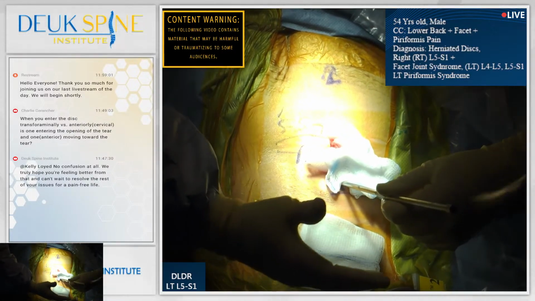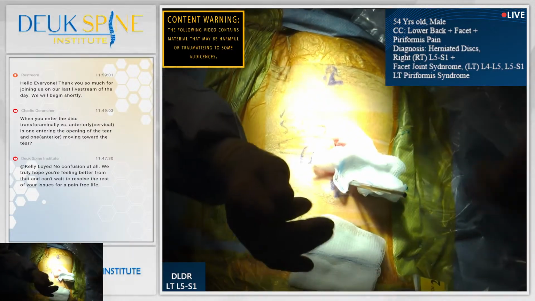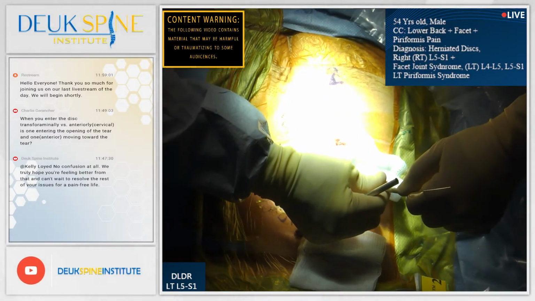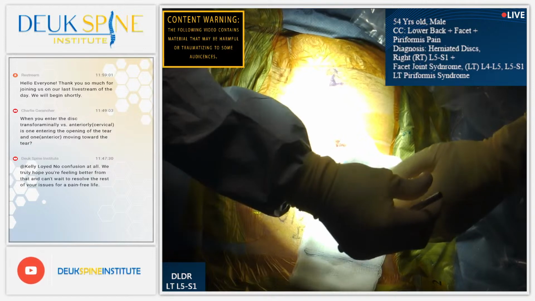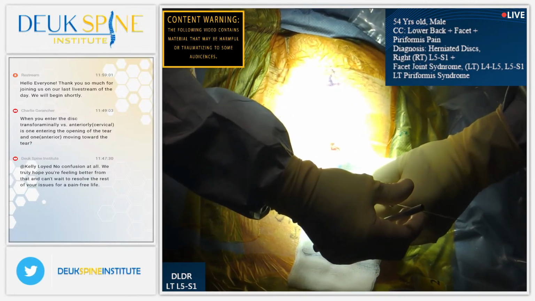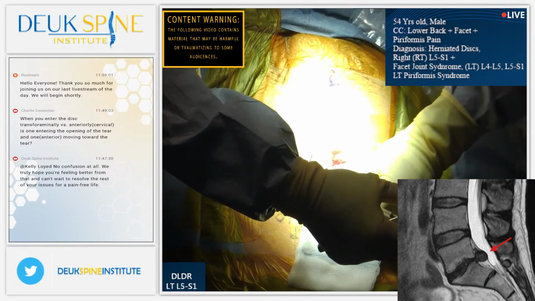Our patient has a big herniation and tear shot in the L5-S1. Hold on. Disc shot. Okay.